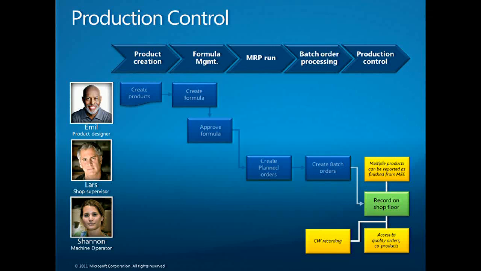And then the other thing is that if you're making co-products and byproducts, then that means you're making several items as output, and the standard manufacturing execution will not handle that.